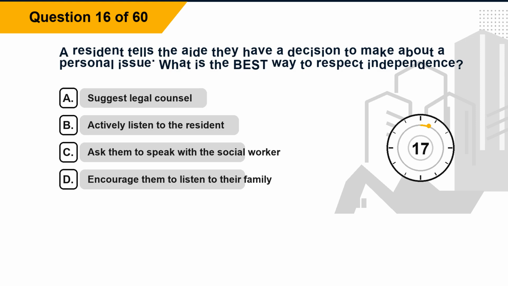Question 16. A resident tells the aide they have a decision to make about a personal issue. What is the best way to respect independence? Option A. Suggest legal counsel. Option B. Actively listen to the resident. Option C. Ask them to speak with the social worker. Option D. Encourage them to listen to their family.